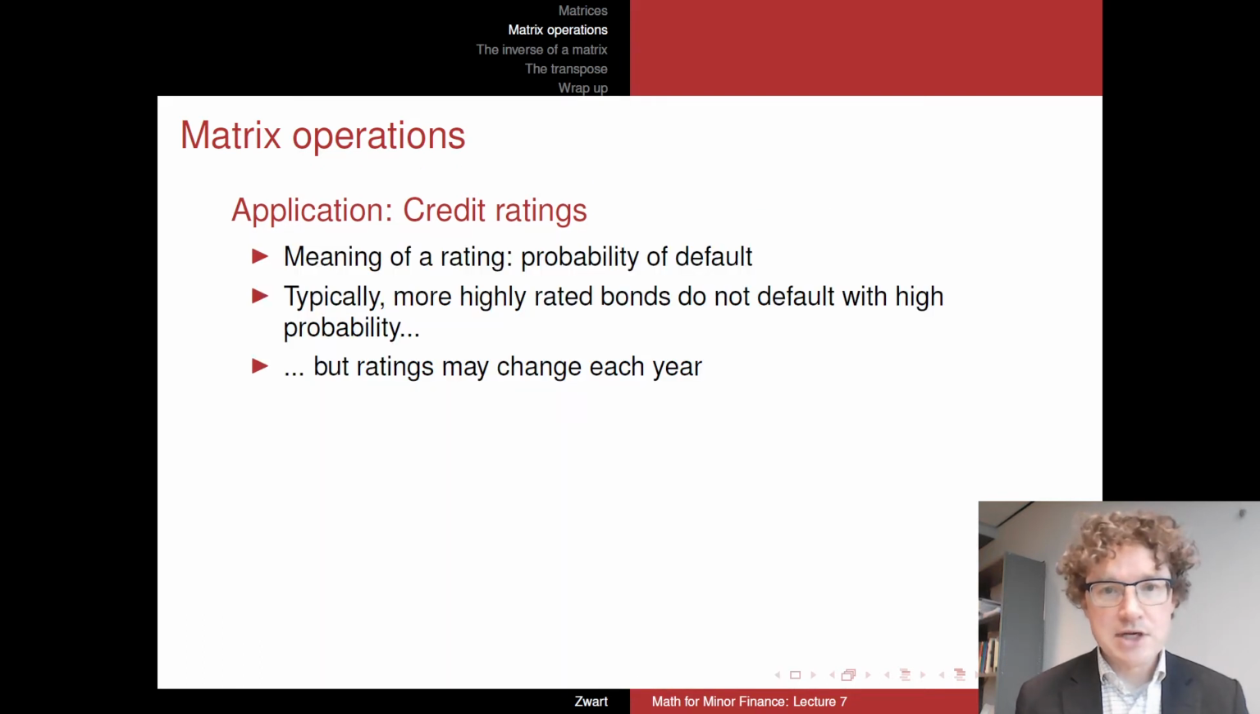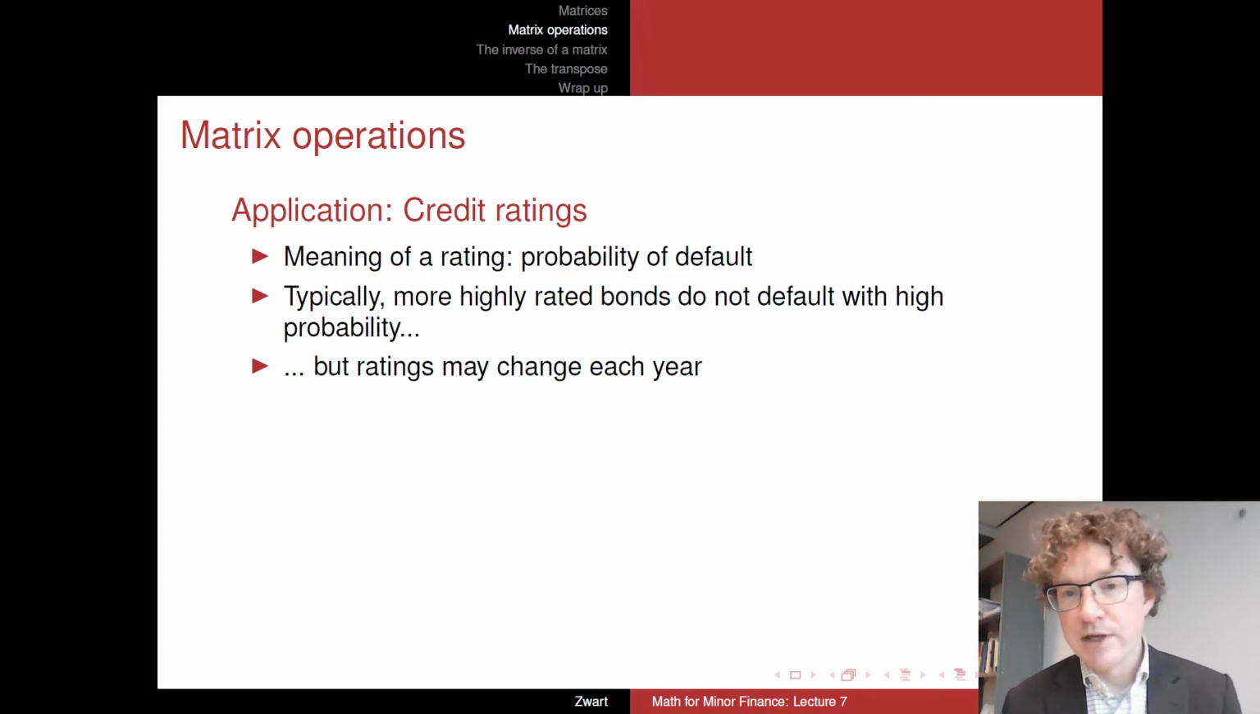So what are we going to do with this? As I just said, the meaning of this rating is, how creditworthy is this firm or country? That means, what's the probability that this country, in our case, would default on paying its interest on the bond, or paying back the principal of this bond. Typically, if you have a high credit rating, it's very unlikely that you will immediately, from one year to the next, default.